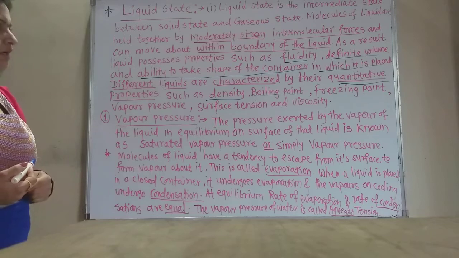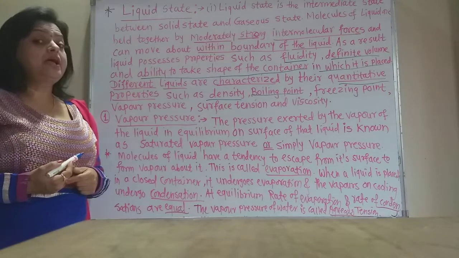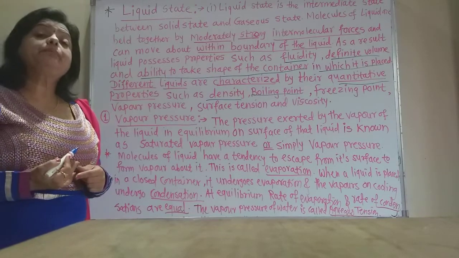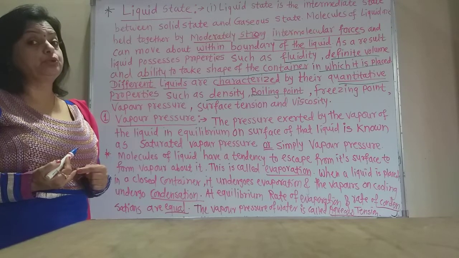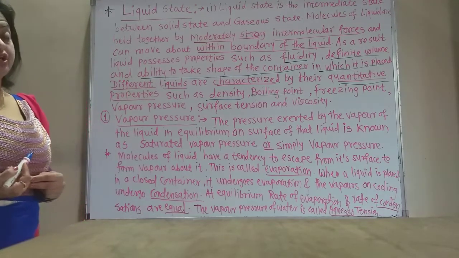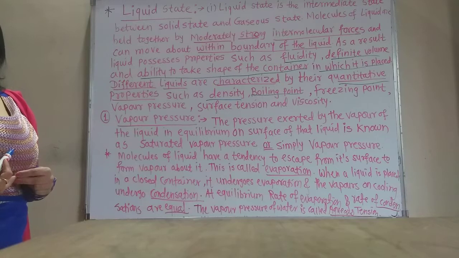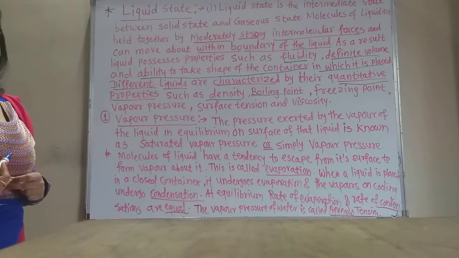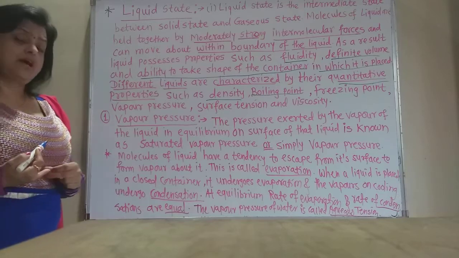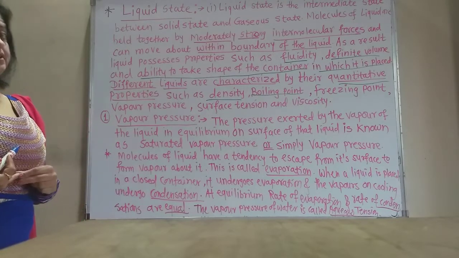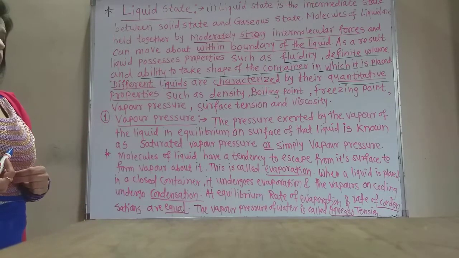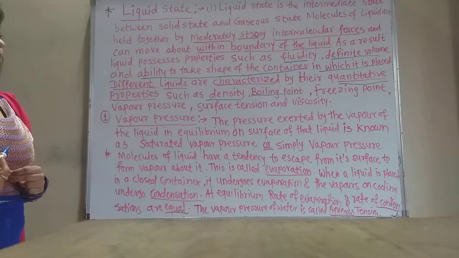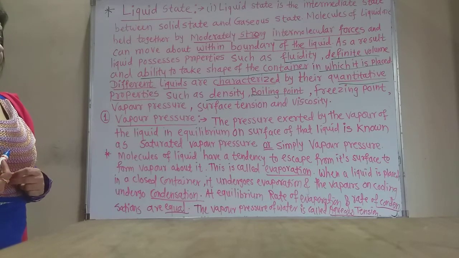Freezing points. The boiling point is the temperature at which the vapor pressure of the liquid becomes equal to the atmospheric pressure. So water has a boiling point of 100 degrees centigrade, at which the vapor pressure of water and atmospheric pressure are equal. We know that. Again, the density of water is 1.